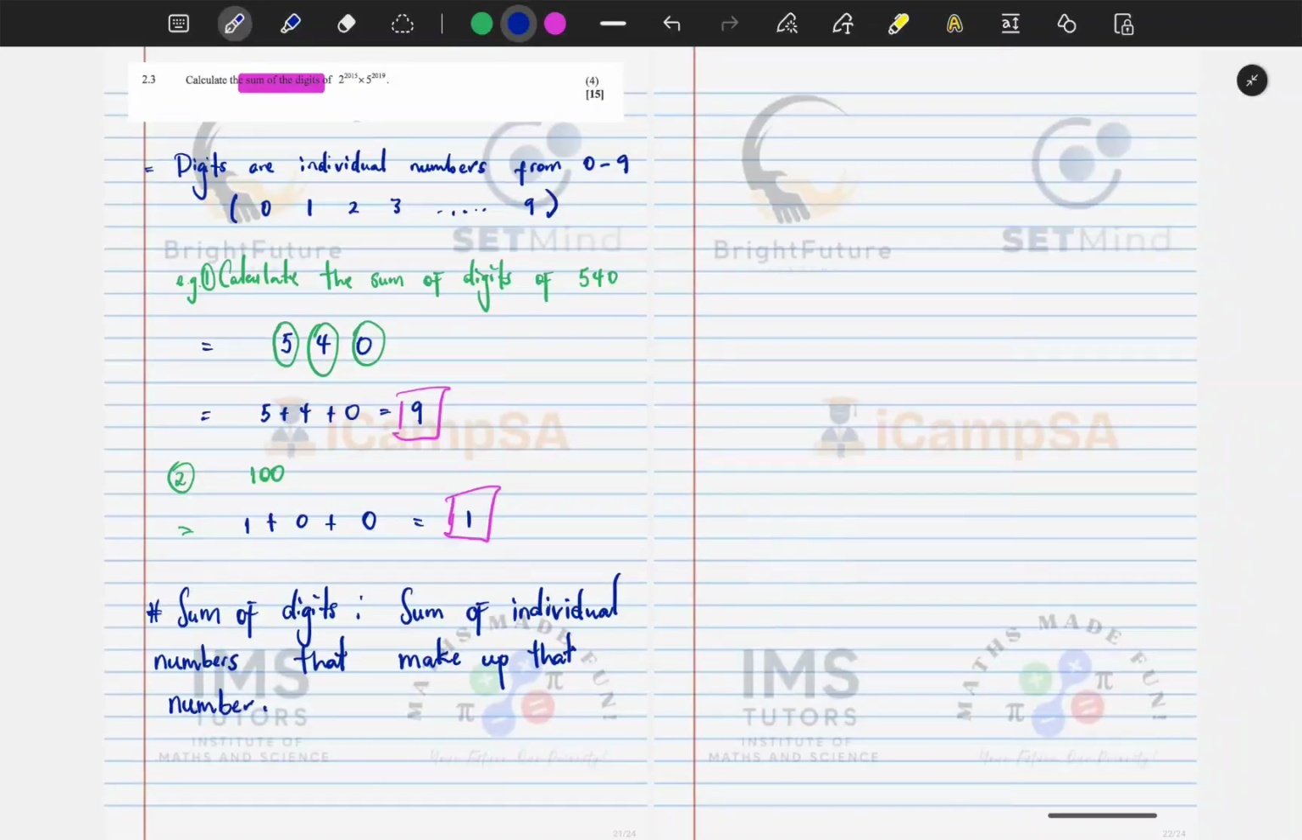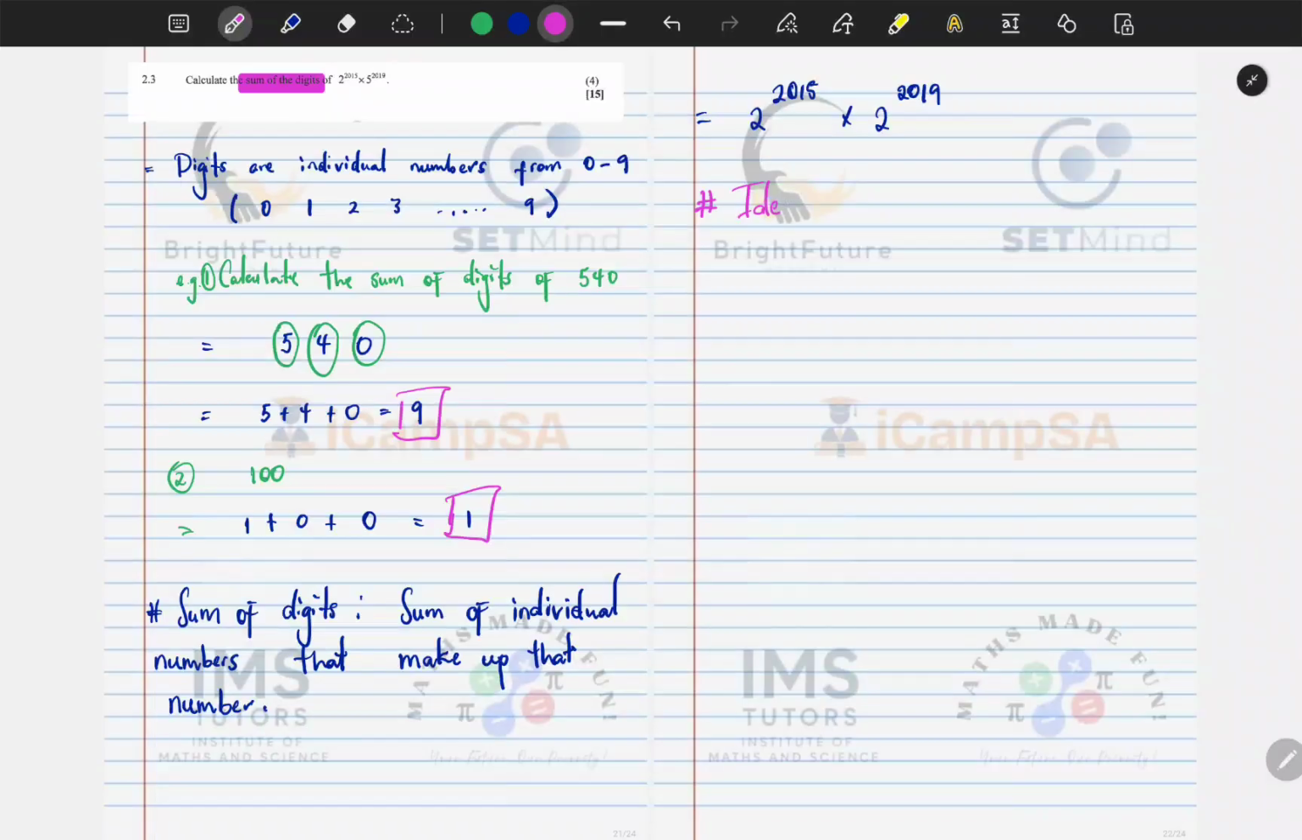Now let's look at the problem at hand, right? We are given 2 raised to the power of 2015 times 5 raised to the power of 2019. There's an approach to solving this type of problem. The first thing that we are going to do is identify the number with the smallest exponent, right?